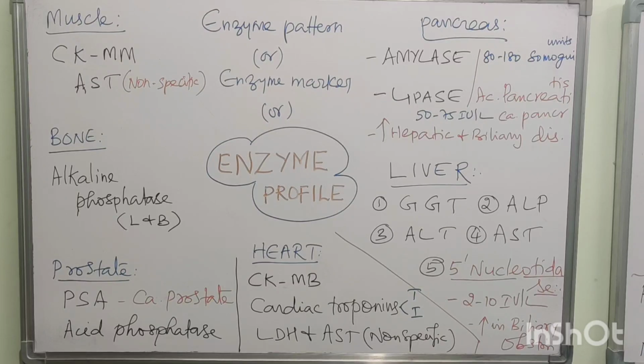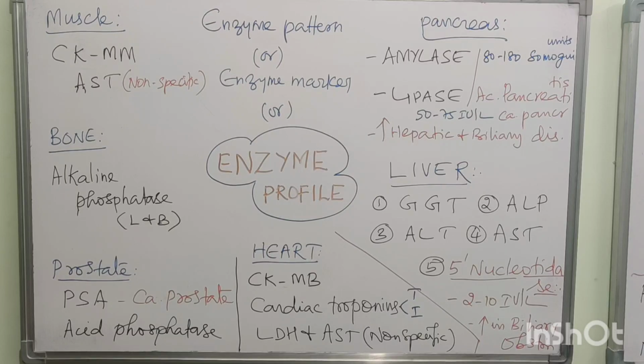5-nucleotidase. Actually this comes under liver enzymes only. We have 5 liver enzymes. One is GGT, that is gamma glutamyl transferase. Second is alkaline phosphatase, ALP. Third is ALT, alanine transaminase. Fourth is AST, aspartate transaminase. And the last one is 5-nucleotidase. Very specifically the 5-nucleotidase is for biliary obstruction. This nucleotidase level will be increased in biliary obstruction. Very important MCQ question. Normal level is 2 to 10 international units per liter.